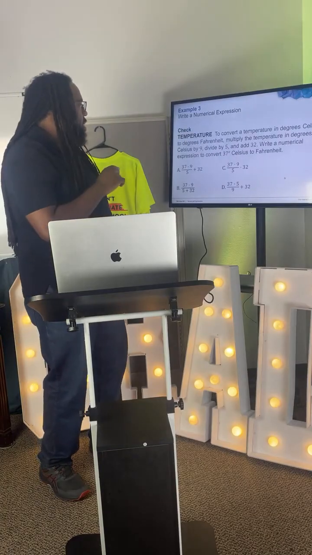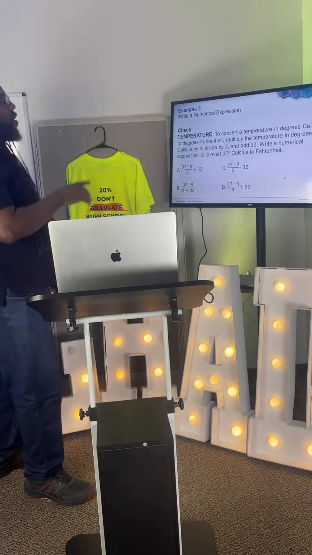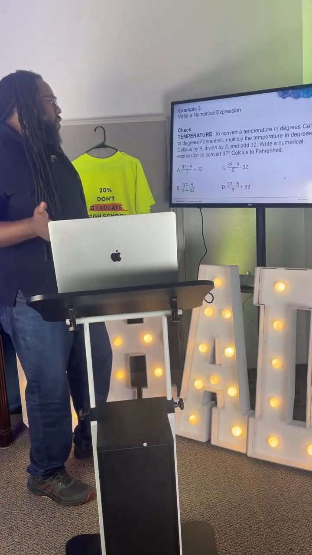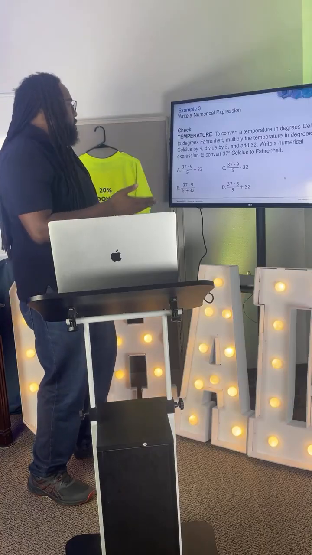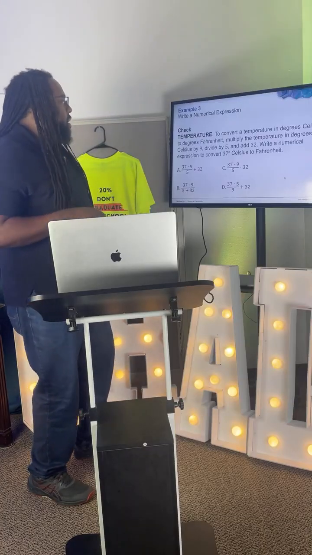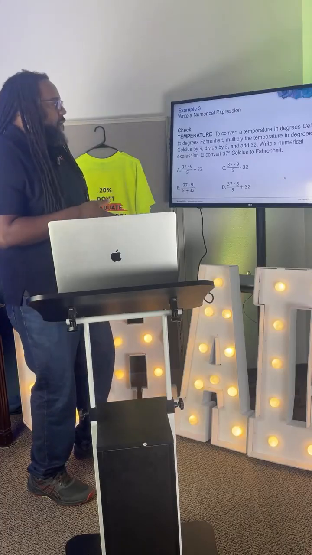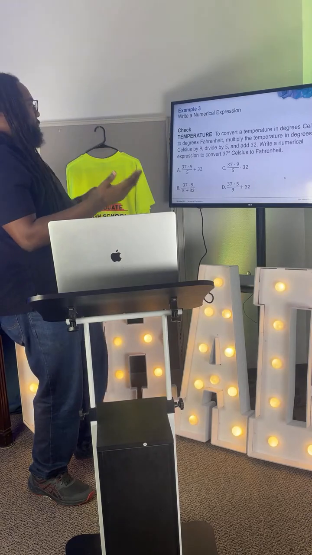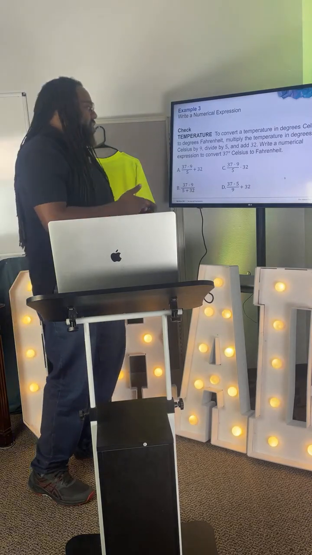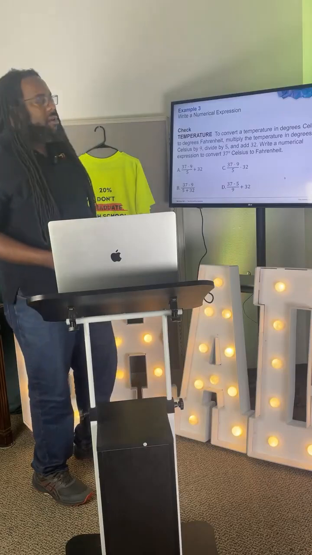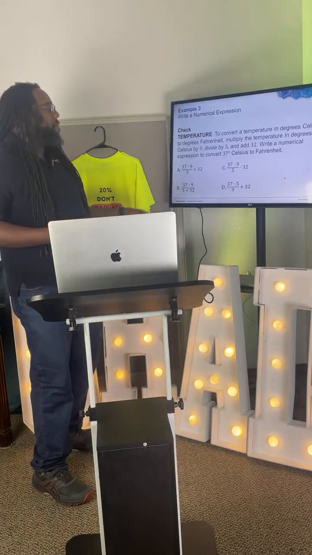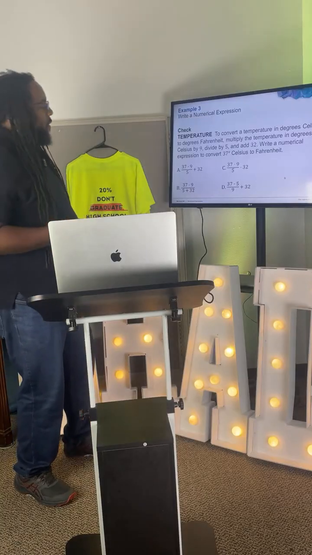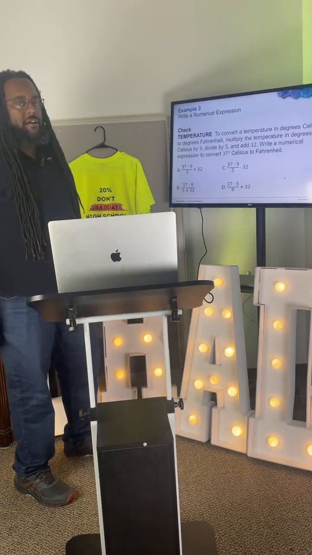So let's continue on to temperature. To convert temperature in degrees Celsius to Fahrenheit, first you would multiply the temperature's degrees by 9, and then divide it by 5, then add 32. Now write a numerical expression to convert 37 Celsius to Fahrenheit. All right, so this one's a little bit easier. We got A, B, C, and D. Go ahead, hit pause, write it out. Let me know your answer.